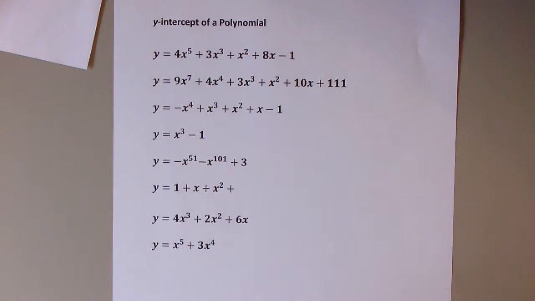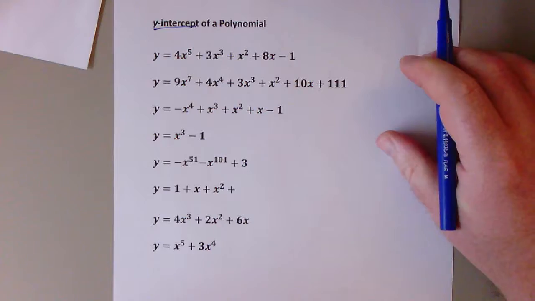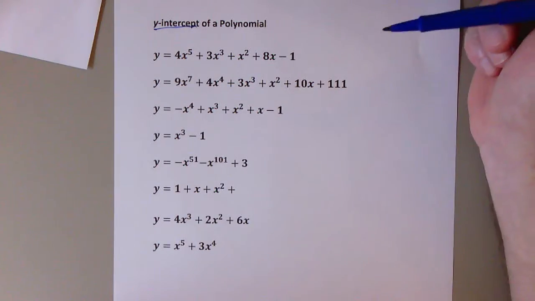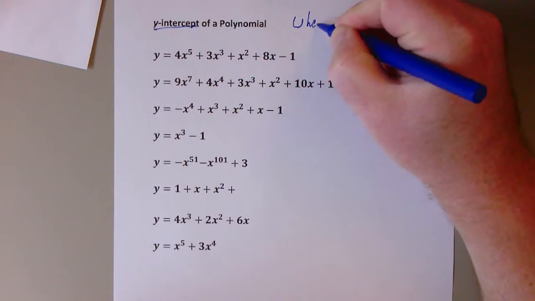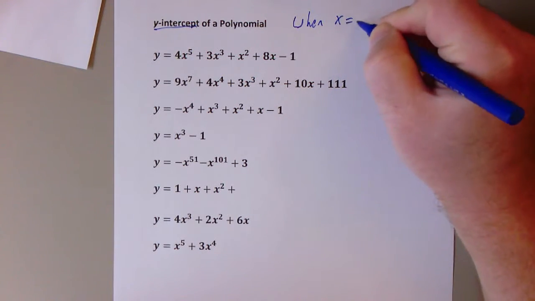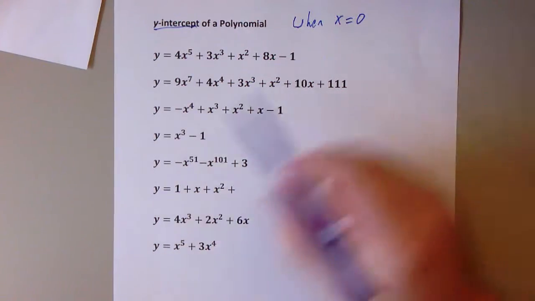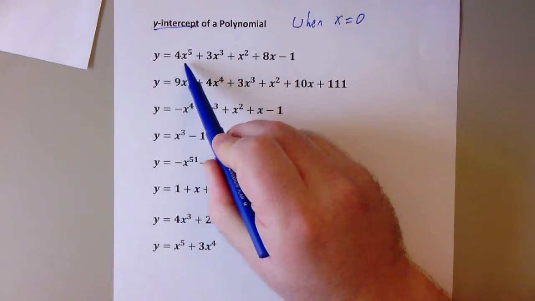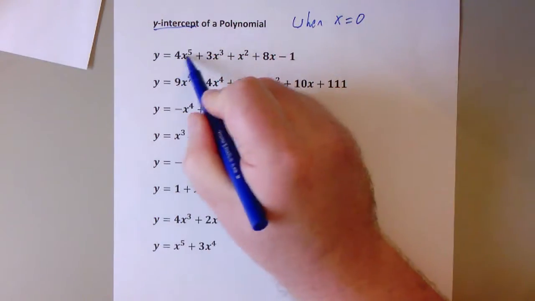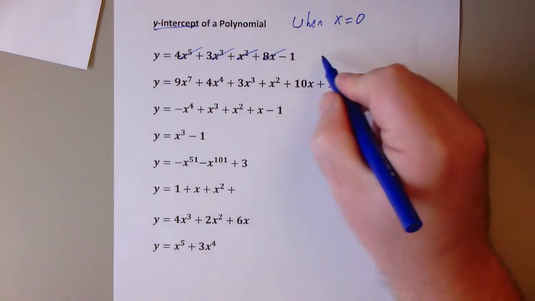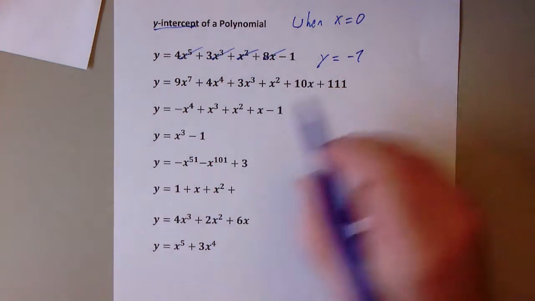Okay, so we've got the same polynomials, but we're going to look at the y-intercepts now. The y-intercept of a polynomial occurs when x has a value of 0. That's where the graph crosses the y-axis, for a value of x equals 0. So what we're going to do is plug in 0 for the value of x. And when we do that, each of those terms with an x in it just becomes 0 itself. So we're left with, in the first case, y.